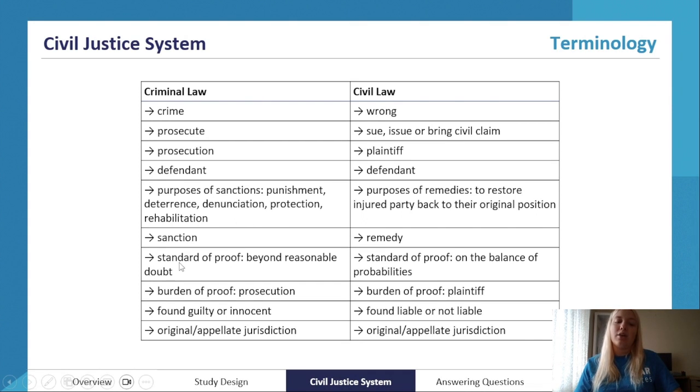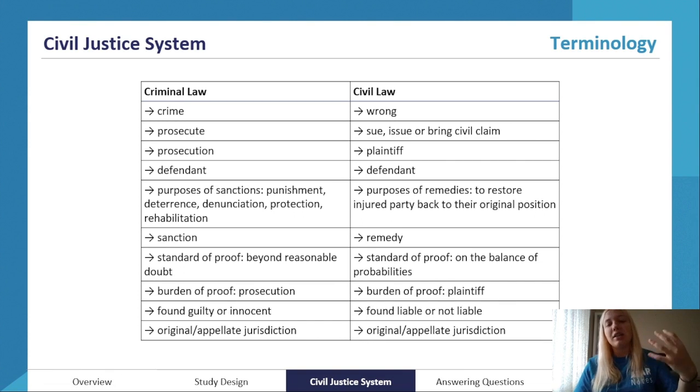Now we'll look at these key concepts. The standard of proof is different. In criminal law, it's beyond reasonable doubt. In civil law, it's called on the balance of probabilities. As you can already see, that's going to be a much lower standard of proof than in criminal cases, but we need to be able to provide a definition. The burden of proof rests with the prosecution in criminal cases and with the plaintiff in civil law. It makes perfect sense, right?